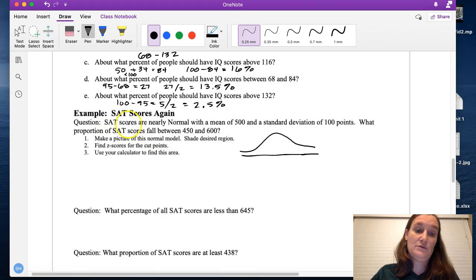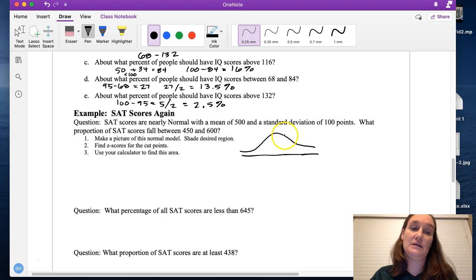So on this question, SAT scores, they give you the mean is 500, standard deviation is 100. You could start labeling this, but 450 and 600. 600 is one of the 68, 95, 99.7 stuff, but 450 is not. So that is the issue, is we need a way to do this. And the way that we're going to do this is using the calculator.